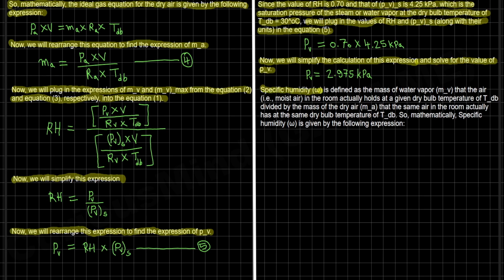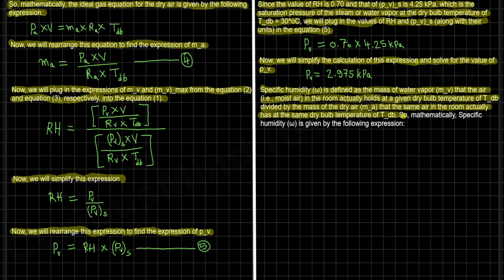Specific humidity omega is defined as the mass of water vapor, md, that the air, that is moisture in the room, actually holds at a given dry bulb temperature of TDV, divided by the mass of the dry air, Ma, that the same air in the room actually has at the same dry bulb temperature of TDV.